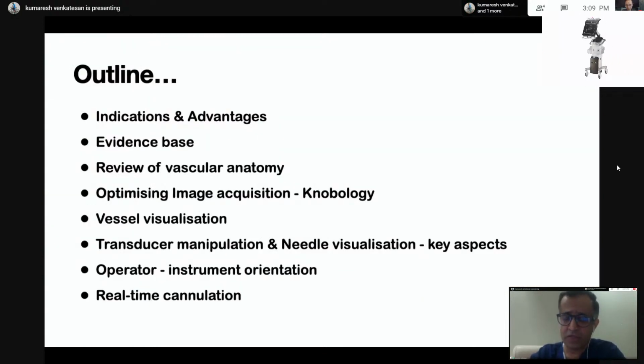The outline of this afternoon's presentation is as follows. I'm going to start with indications, advantages, and some of the evidence base, and go through the vascular anatomy, and then talk about optimizing the image acquisition. How do we see the vessel? How do we manipulate the transducer and see the needle? And then some examples of real-time cannulation.